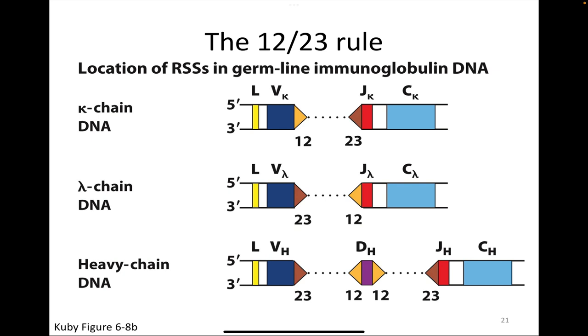The other thing that would happen somehow if the cell did that is if it tried to join a V and a J, it would delete all the Ds. So it couldn't add a D again later because all the Ds are in between and they'd all get deleted. So that would be sad. And so this actually enforces that it's a V, a D, and a J in the heavy chain, and a V and a J in the light chain. So you're not going to get VV or VDDDDJ or VDJJJ. You always have to do VDJ because of the 12-23 rule.